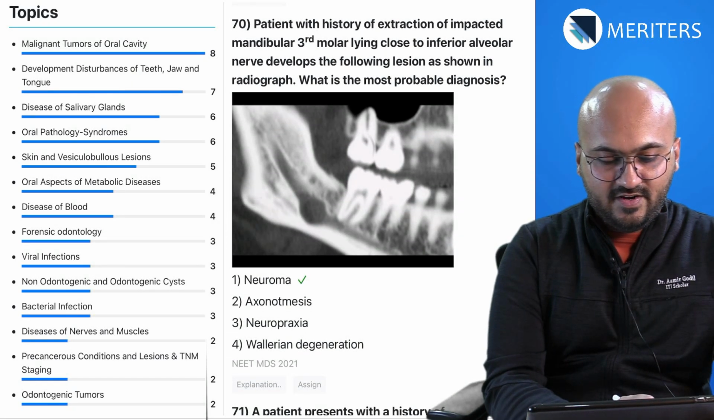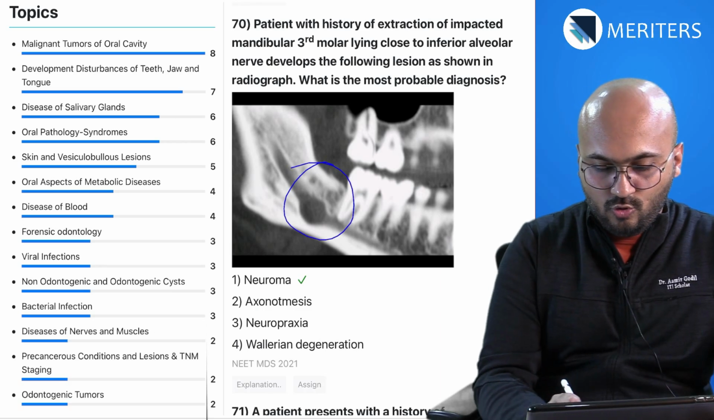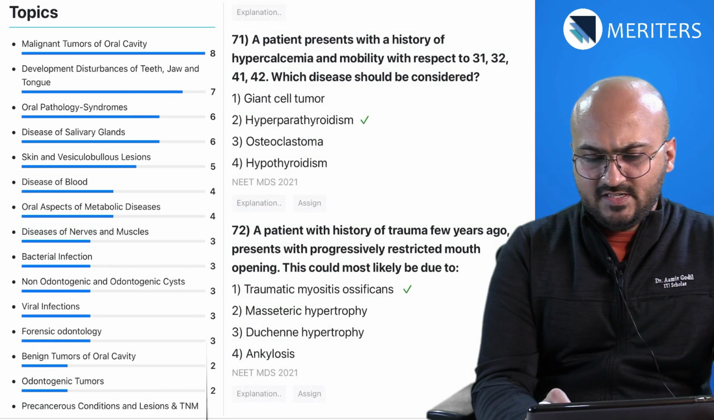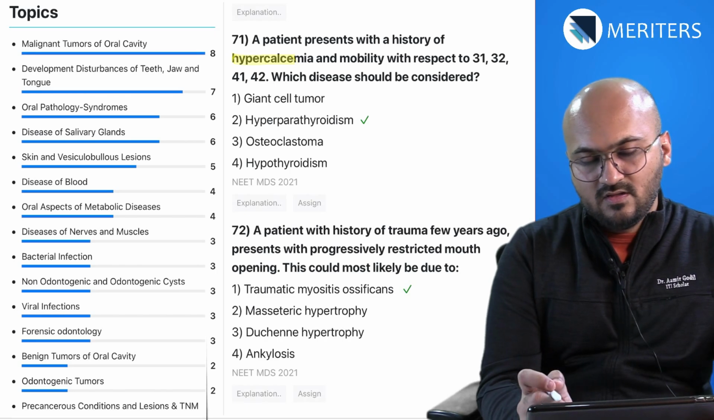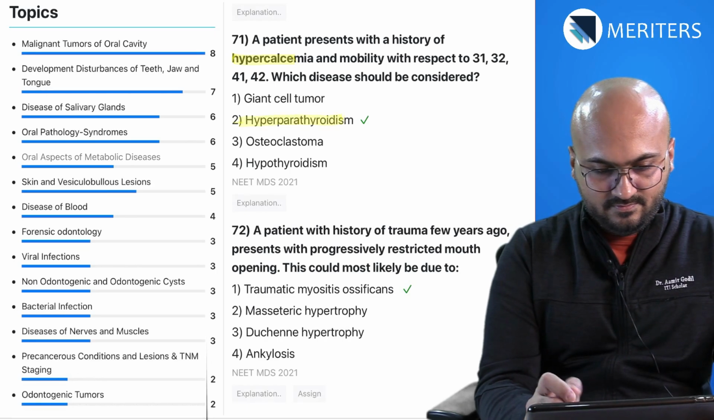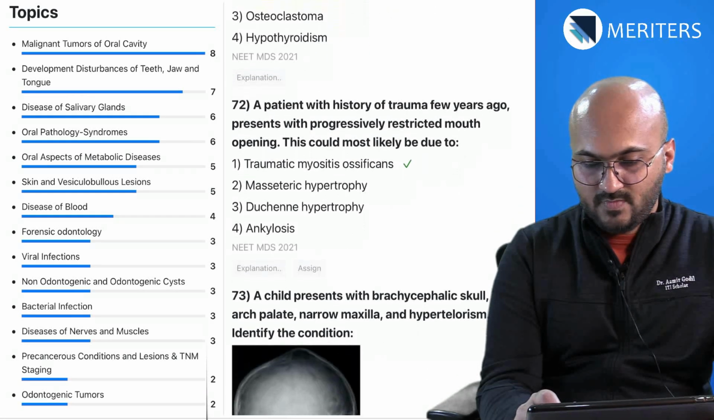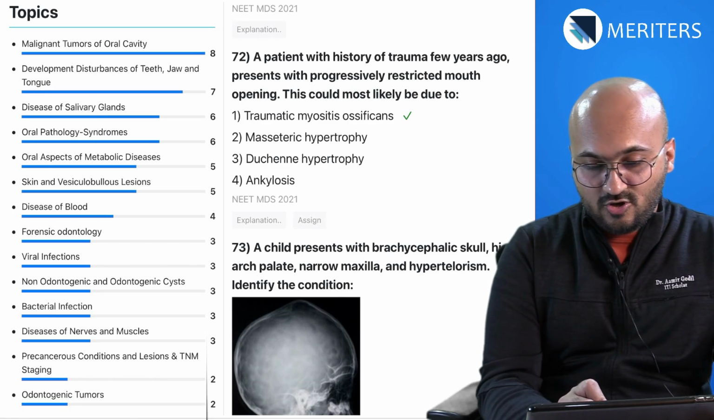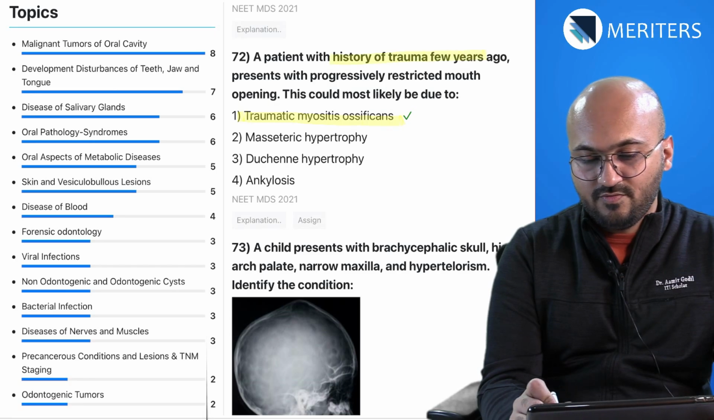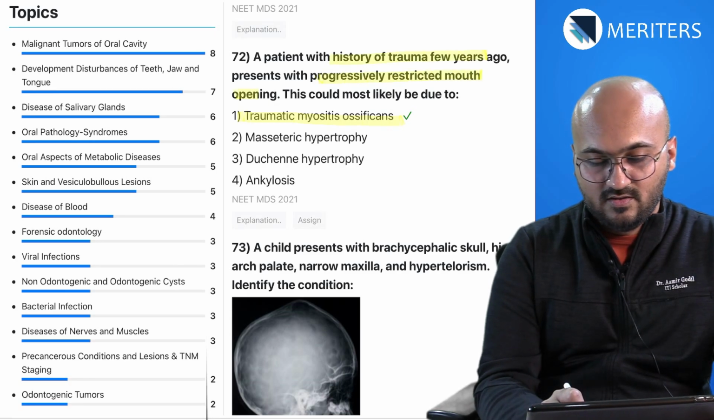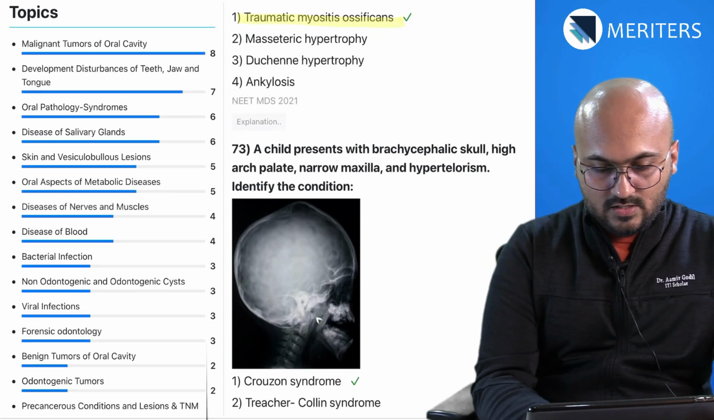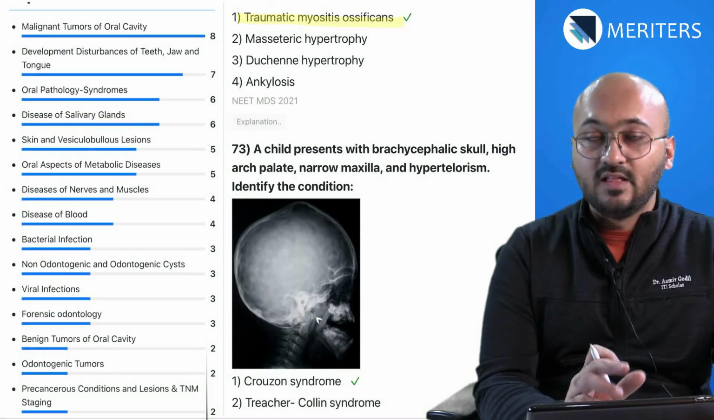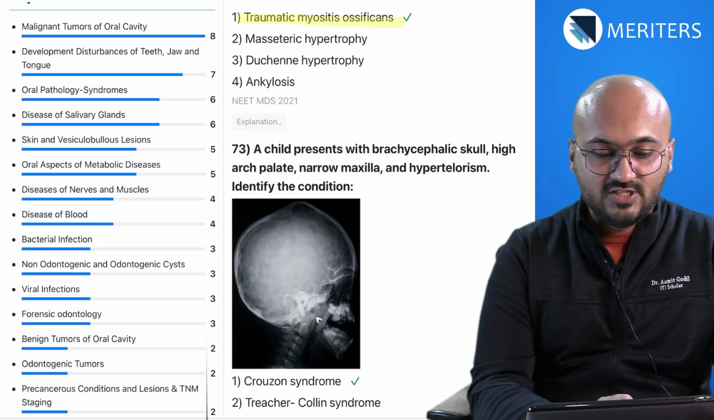Next question, radiographic diagnosis of a neuroma. A patient presents with history of hypercalcemia. Okay, so that's hyperparathyroidism, metabolic diseases. Then we have a calcification following trauma, that's traumatic myositis ossificans. Patient with history of trauma a few years ago and progressively restricted mouth opening. So I hope you are following the whole pattern as I am assigning these questions to their specific topics. They'll blink, right? So you'll be able to see the changes in the number.